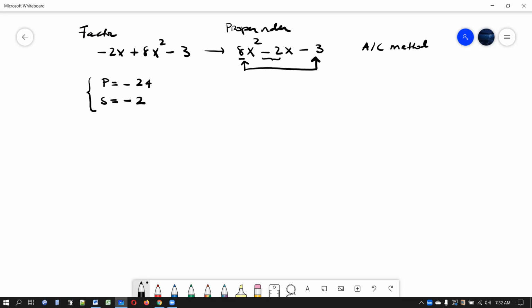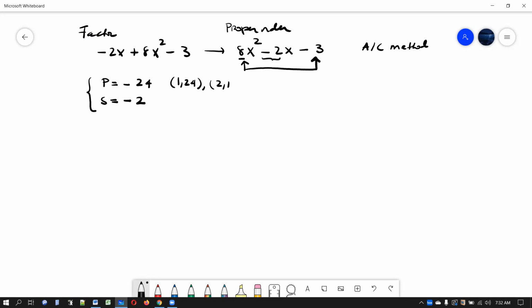So remember, once the trinomial is in proper format, the coefficient to x squared is A, coefficient to x is B, coefficient to this x to the 0 power is C. So in this case, A is 8, B is -2, C is -3. Okay, so go back to my product, which has to be -24. I'm going to ignore the minus for now, and I'm going to find all of the pairs that can give me a product of 24.